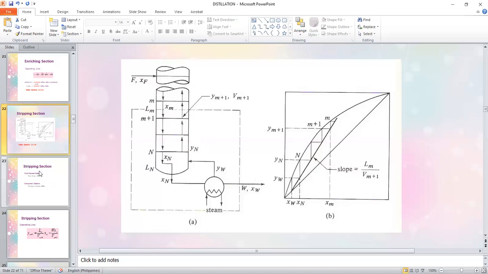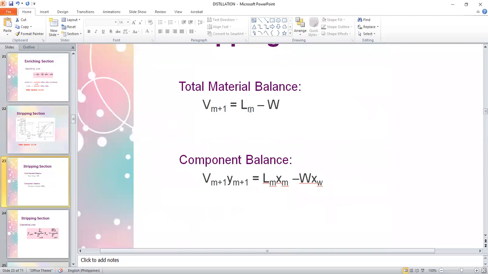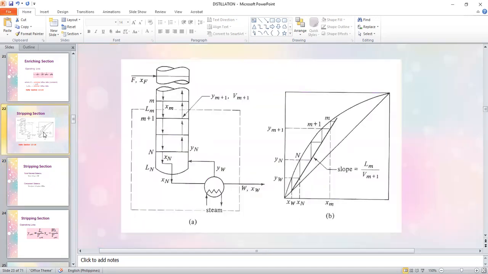So when we do our material balance only in this section, it should be Lm equated to the sum of V sub m plus 1 and W, because of the fact that these two are phases that leave this section, whereas Lm enters this particular section here.